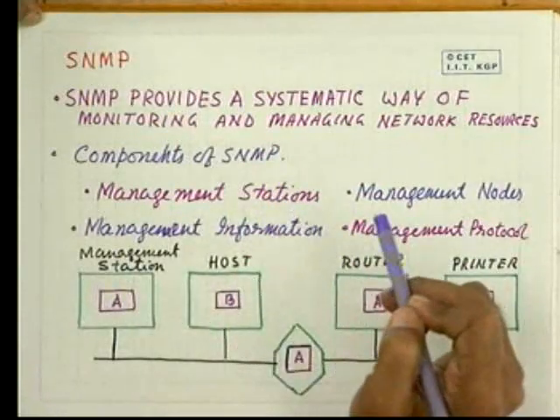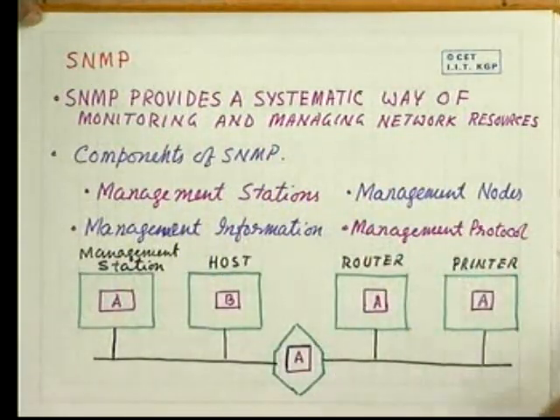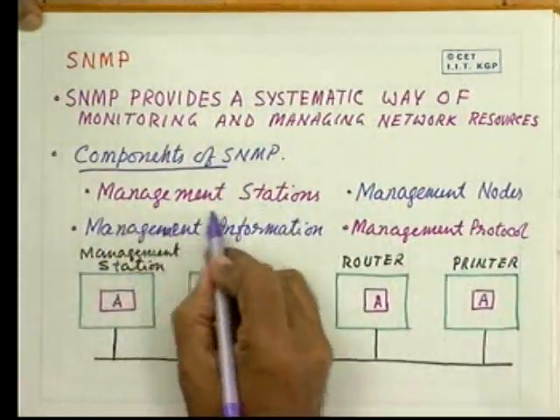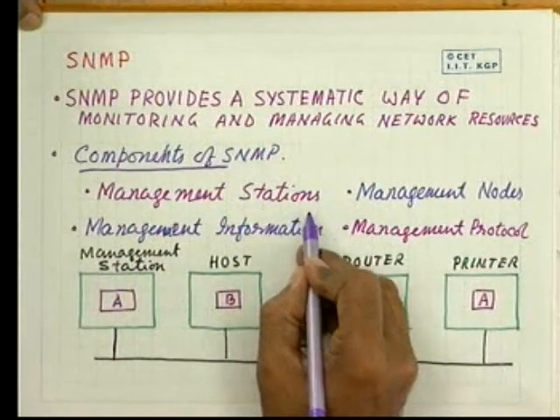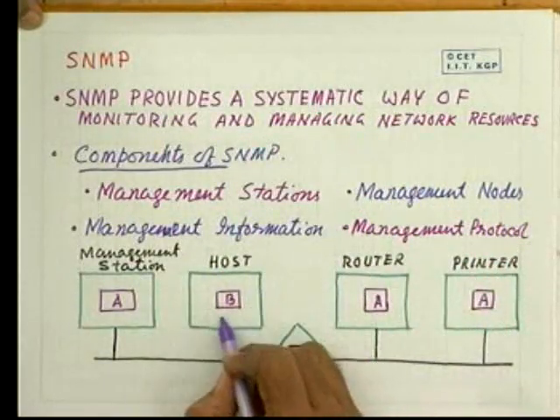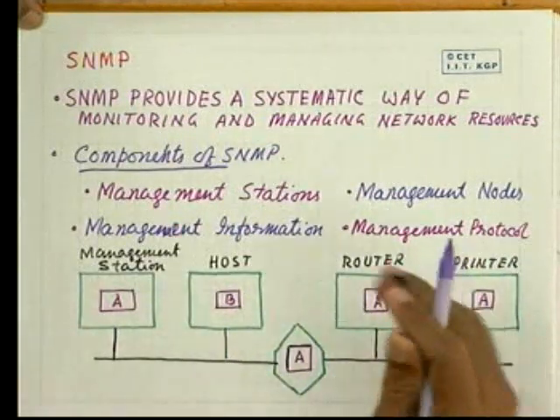And Simple Network Management Protocol has got 4 different components. Number 1 is the management station. You can have one or more management stations, and a number of management nodes. The management nodes can be hosts, routers, gateways, printers. That means various devices which are on the network, hosts.